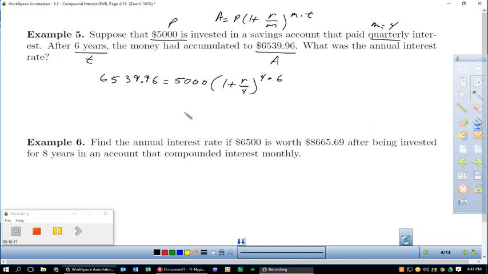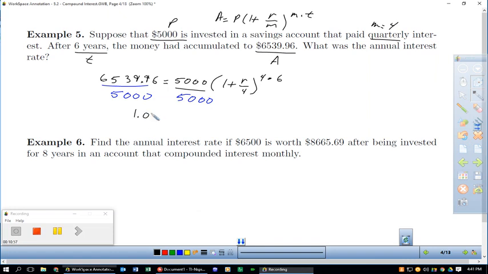I may need some extra space for this one. So the first thing we need to do is get R alone. That's the big picture. First thing we can do is divide by 5,000. Oh, I grabbed my calculator. 6539.96 divided by 5,000 leaves us with 1.307.